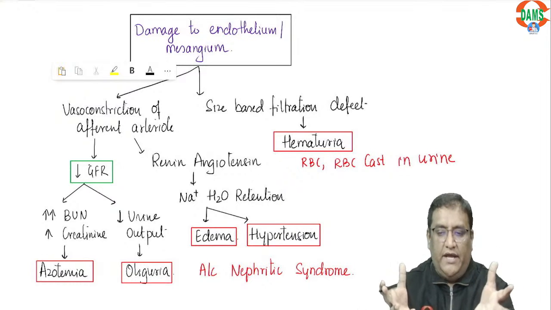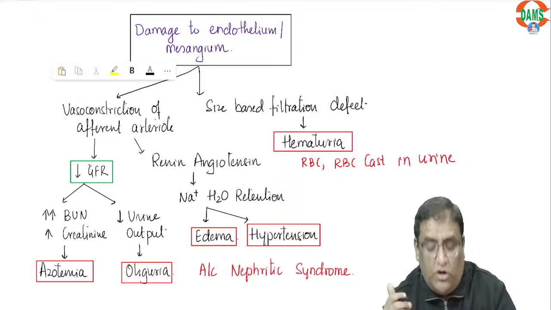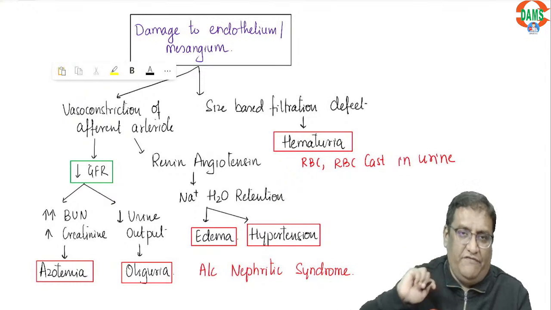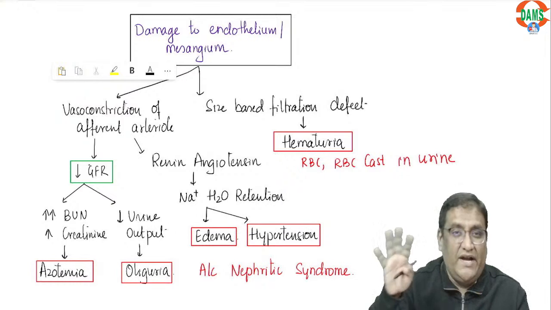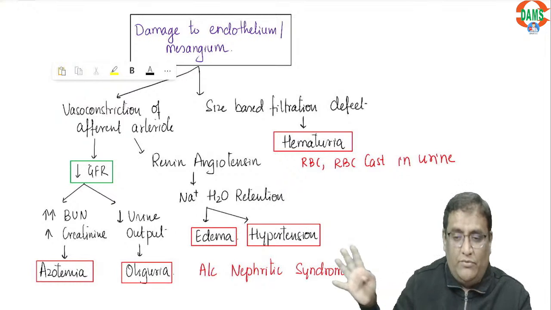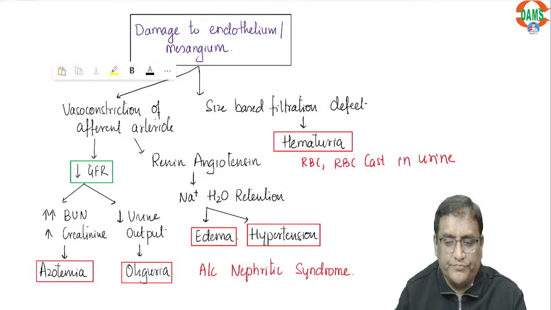That is the reason why we had better call the diseases predominantly nephritic and predominantly nephrotic. Why? The same disease can have both nephritic as well as nephrotic features. We'll come to know what a nephrotic syndrome is. So this is your nephritic syndrome.